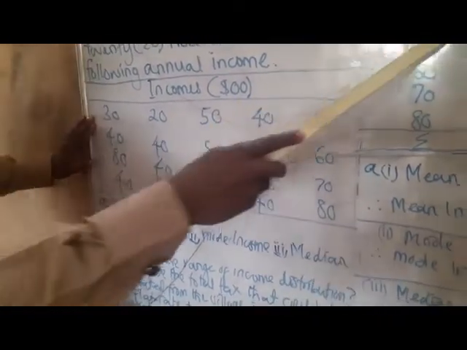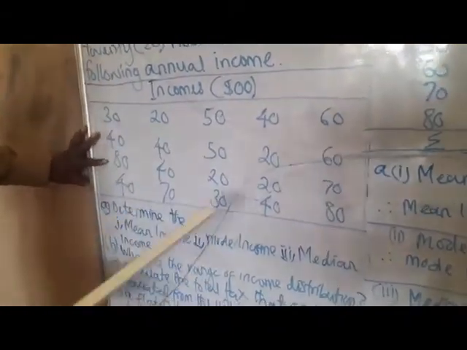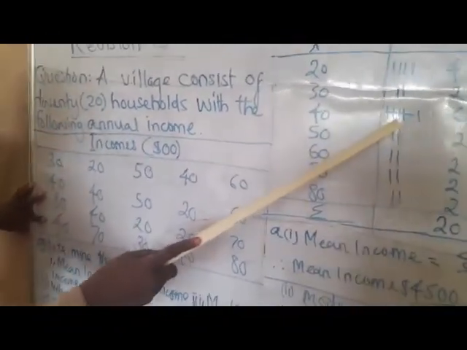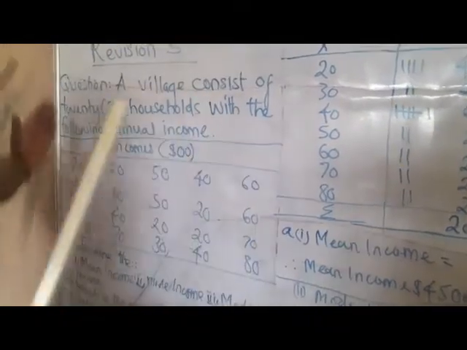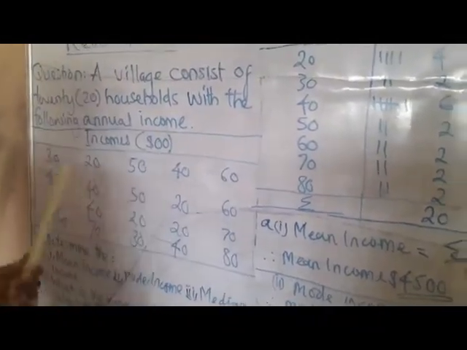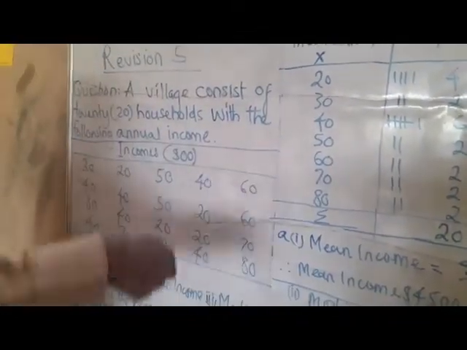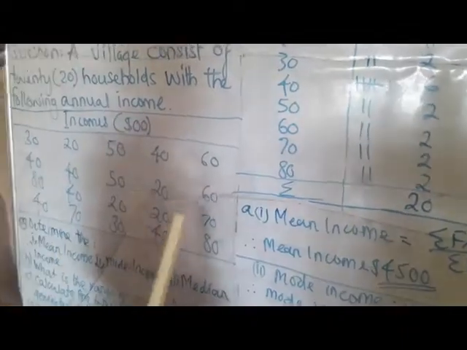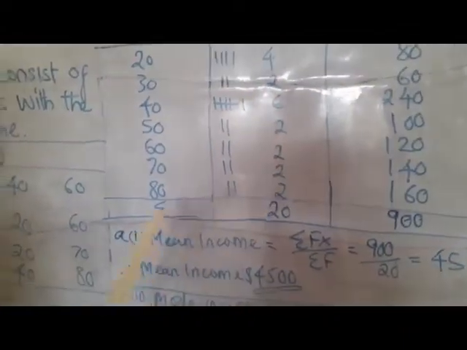So let's start. You can see from here 30, 40, 80. 30 you have 1, 40 you have 1, 80 you have 1, and 40 you have another 1 here. So that is how you arrive at this. You take it column by column, whatever number appears, you go to that number and put a strike to it. At the end, you count everything and compute your frequency. So we have gotten our frequency from this table.